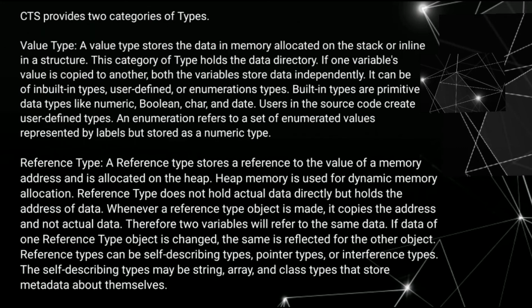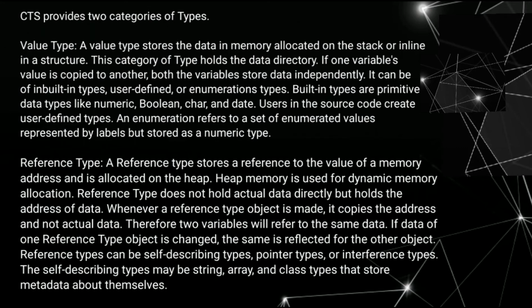Built-in types are primitive data types like numeric, boolean, char, and date. Users in the source code create user-defined types. An enumeration refers to a set of enumerated values represented by labels but stored as a numeric type. Second one is reference type. A reference type stores a reference to the value's memory address and is allocated on the heap. Heap memory is used for dynamic memory allocation.